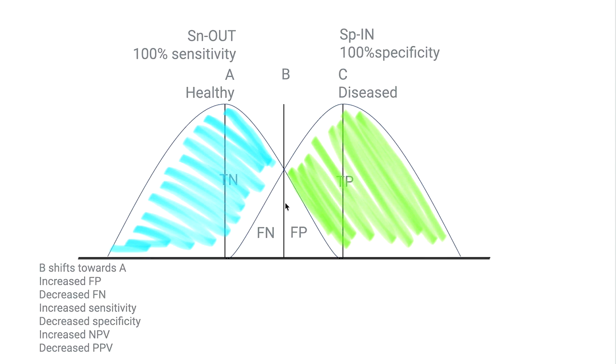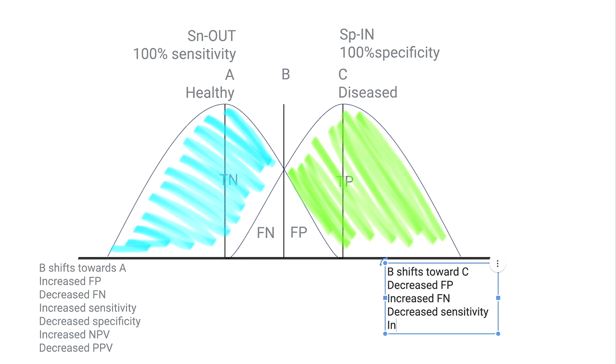Next, if the cutoff value shifts from B towards C, then the opposite will be true. As it shifts from B towards C, there will be decreased false positive, increased false negative, decreased sensitivity, increased specificity, decreased negative predictive value, and increased positive predictive value.